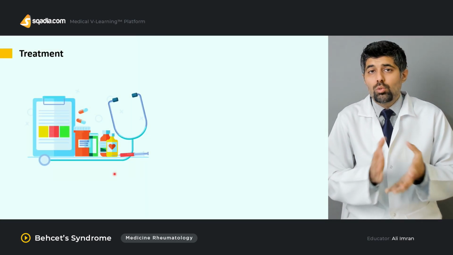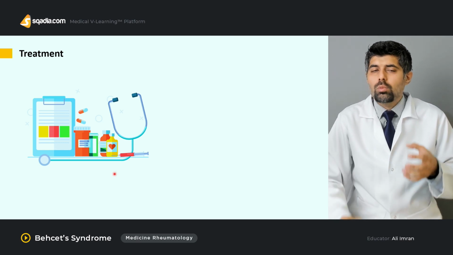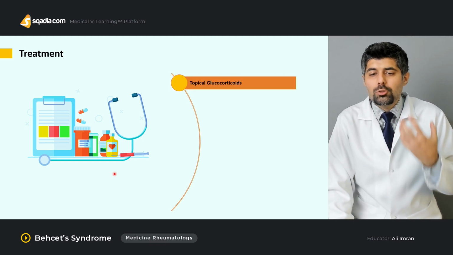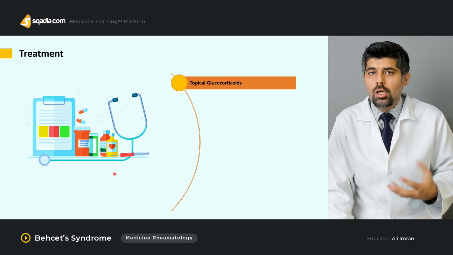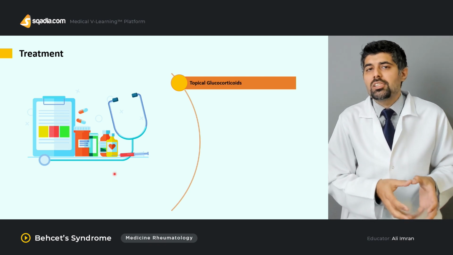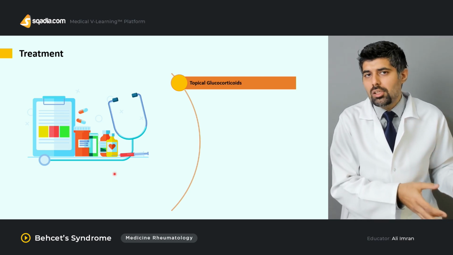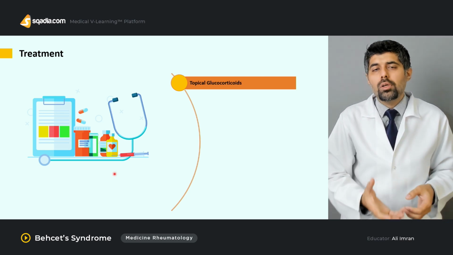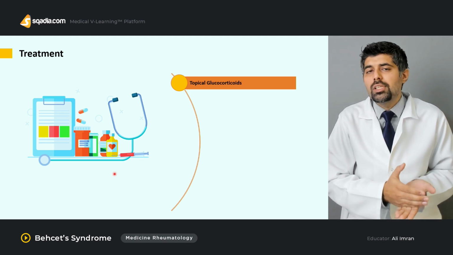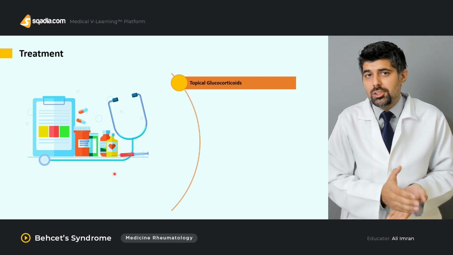Next, we move on to the treatment of Behcet syndrome. Now, our first choice of drug is topical glucocorticoids, because Behcet syndrome commonly only manifests itself either as oral ulcers or genital ulcers. So, topical steroids help not only in quick remission of the disease but also result in less scarring of the ulcerations.